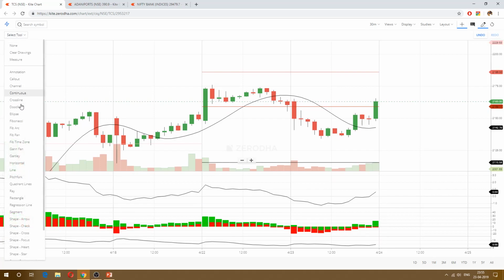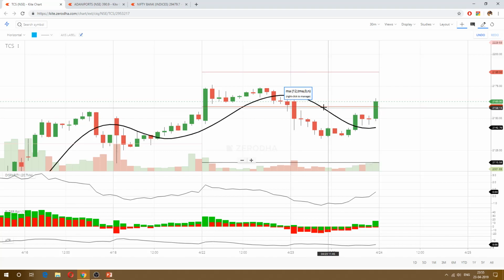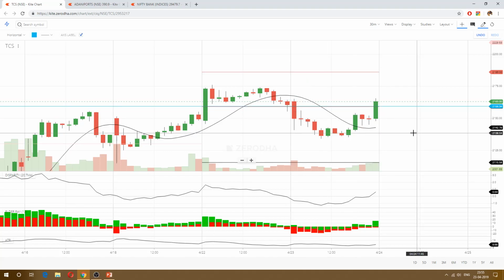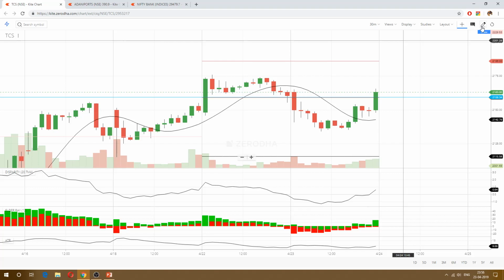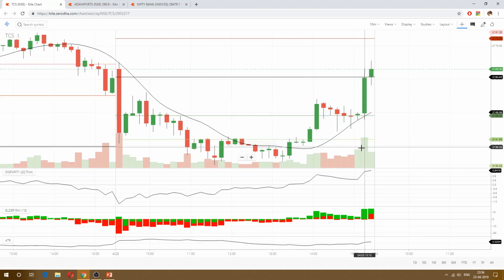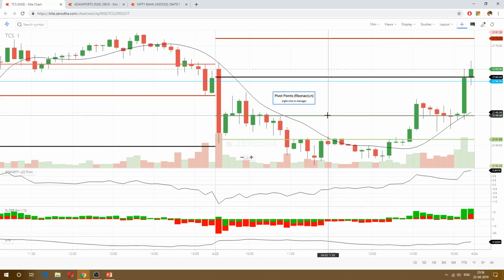Draw a horizontal line, any color will do. I like to keep it blue, so I'll draw here. It doesn't need to be exact, just draw it up, because you know this is the support or resistance area. It's not exactly a single price where sellers and buyers are waiting. It is an area where sellers and buyers react, right? So let's go back to our trading time frame. Now we have this blue line which we can refer to whenever we are taking a trade.